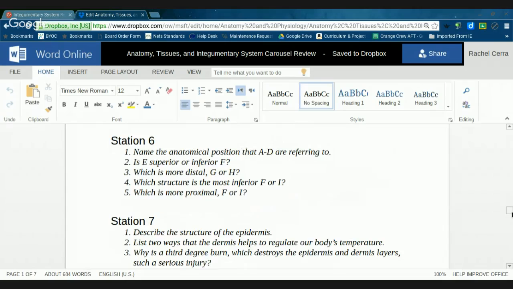Okay. Station number 6, the anatomical position. This was the one with the little bear. The anatomical position that A and D are referring to. A is referring to the dorsal side, the back side. B is referring to distal, something kind of far away. C is referring to ventral. And D is referring to proximal.